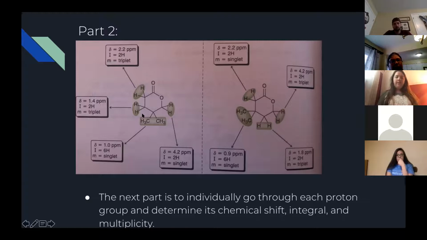And then this methyl group has a shift value of 1.0, and it has 6 hydrogens because there are 6 hydrogens total in the group. It's a singlet because if we go 1 carbon away, there are no hydrogens, meaning it'll just be 1 peak. And then this one is next to the oxygen of the ester, so that shifts its value up a little bit more. There are 2 hydrogens in the group, and it's also a singlet because there are no neighboring hydrogens. If we go 1 over, there are no hydrogens there, and if we go 1 over the other way, there are no hydrogens there either.